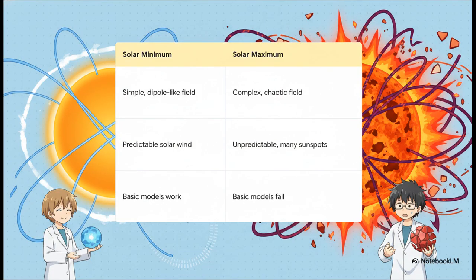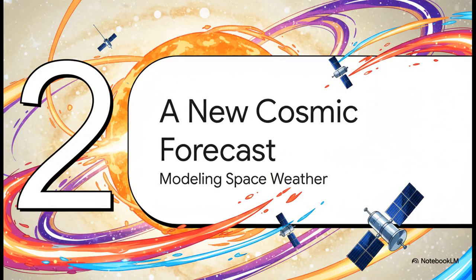But here's the catch. The sun isn't always a nice, steady sprinkler. It has this 11-year cycle. When it's quiet, during what we call the solar minimum, its magnetic field is simple. And yeah, the Parker spiral model works pretty well. But during solar maximum, the sun is a whole other beast. It's an angry, chaotic mass of sunspots and tangled magnetic fields. And when that happens, our simple little models, they just completely fall apart. They're useless.